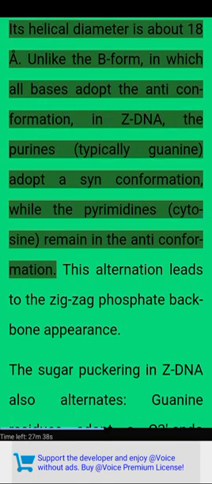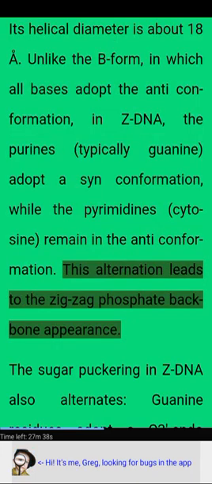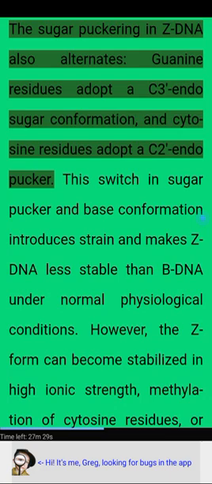Unlike the B form, in which all bases adopt the anti-conformation, in Z-DNA the purines, typically guanine, adopt the syn conformation, while the pyrimidines, cytosine, remain in the anti-conformation. This alternation leads to the zigzag phosphate backbone appearance. The sugar puckering in Z-DNA also alternates. Guanine residues adopt a C3' endo sugar conformation, and cytosine residues adopt a C2' endo pucker.